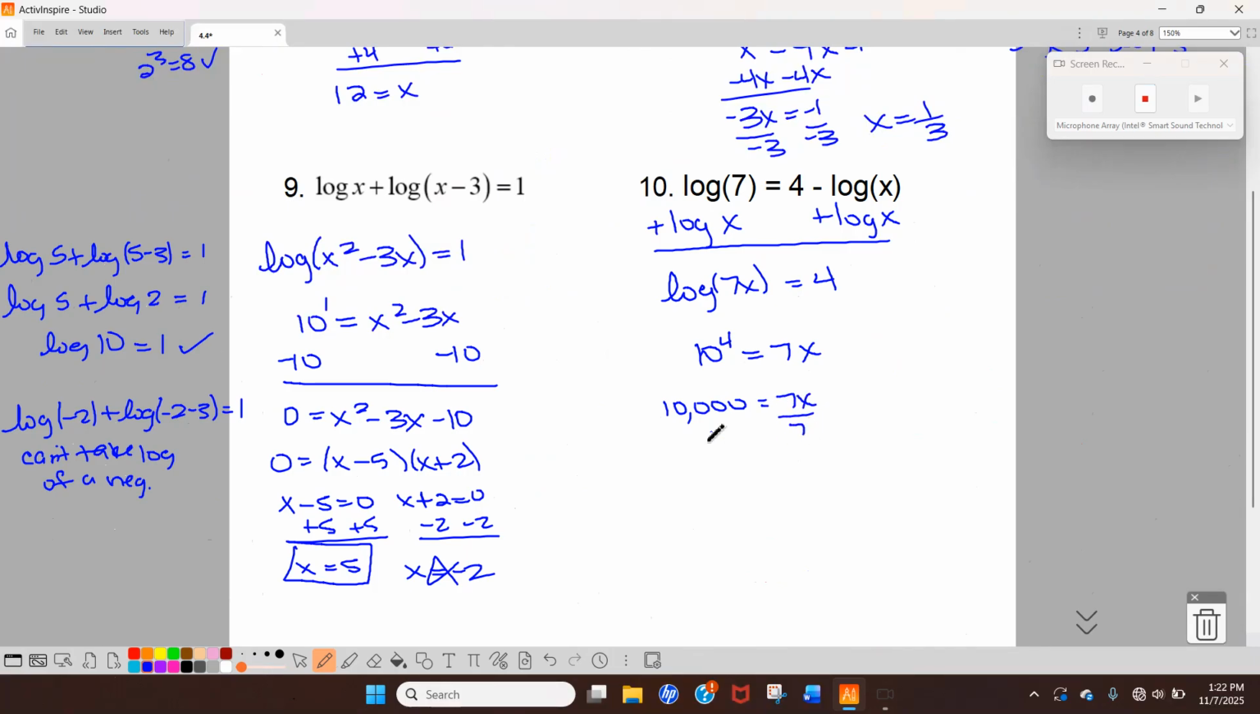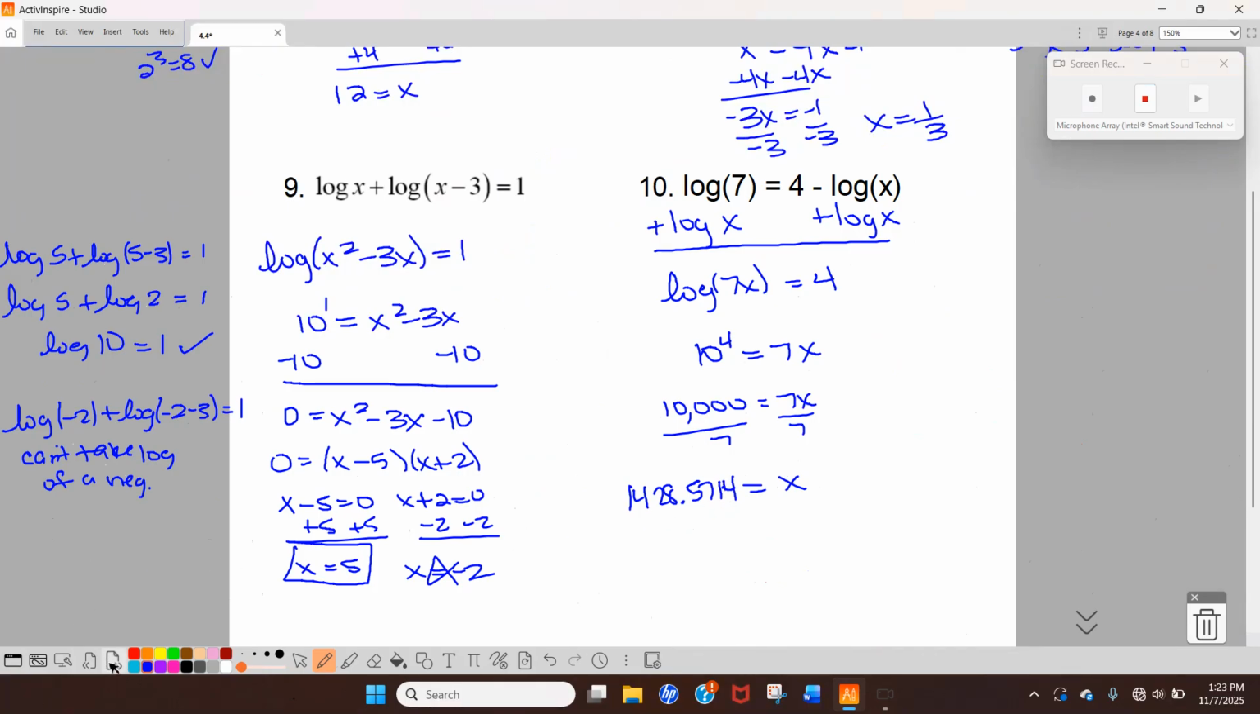Divide by 7, and we get an answer of 1,428.5714.